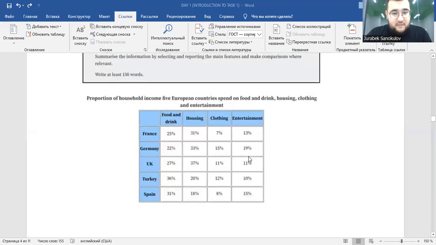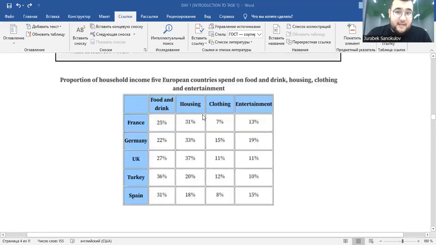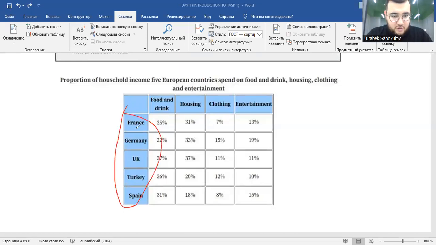So now look at this one. This is a table, but it's not just a table. It's a comparative table because when you look at the graph, you're just going to see a bunch of categories and a bunch of other categories. You don't see different years. You don't see any year. It means that it's a comparative graph.